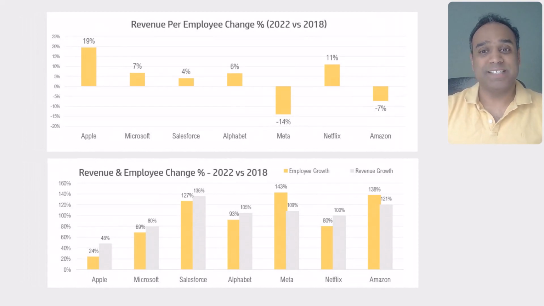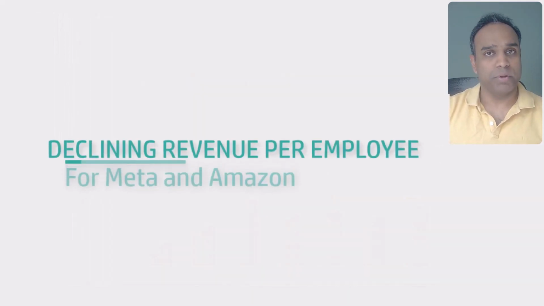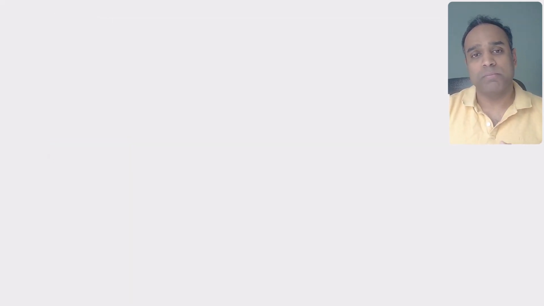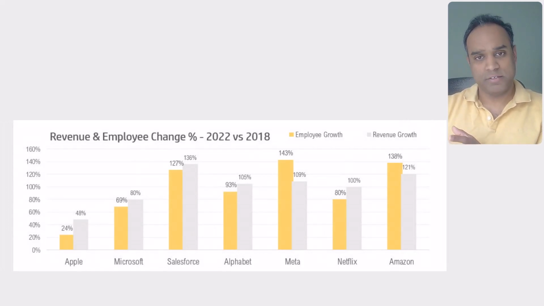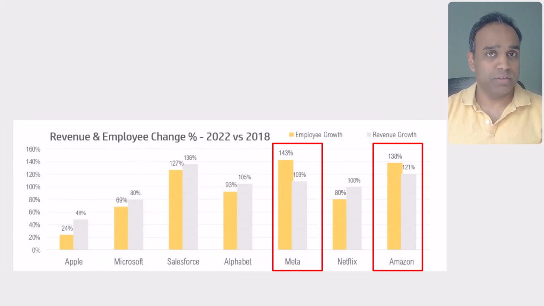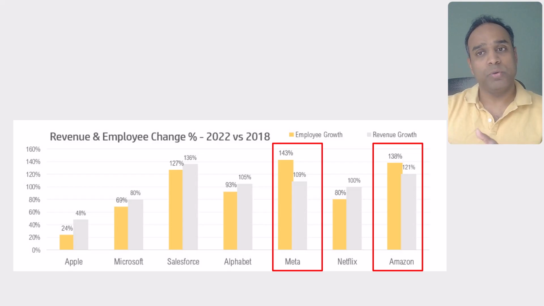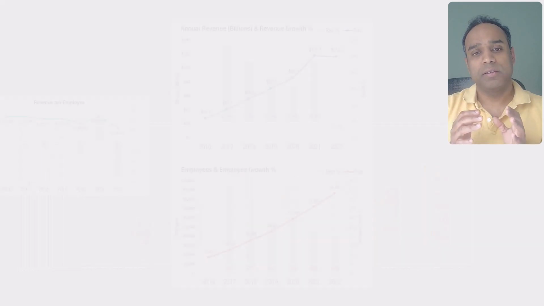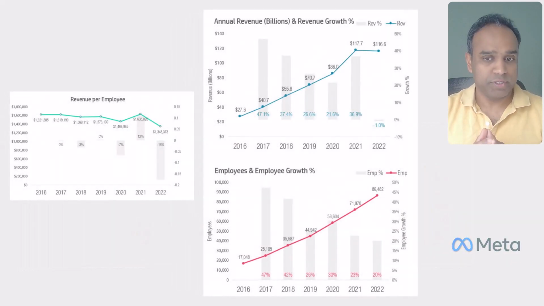The first one is declining revenue per employee for Meta and Amazon. Meta and Amazon both hired at a higher rate during this period than their revenue growth. Hence, the revenue per employee declined. Though Meta and Amazon appear to be similar here, the underlying patterns could be different. So let's take a look at the annual trends for Meta first. It's more about the decline in revenue.